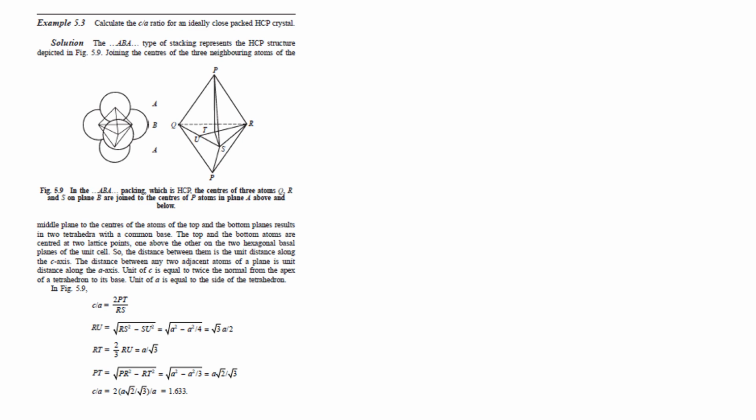Now we can try a problem to find the C by A ratio of an ideally packed HCP crystal. And HCP is also known as a bipyramidal shape. You can see there are two pyramids, one up and one down. So how to find the C by A ratio? C is actually the length between the two apexes. This is C, and A is the unit cell dimension. In this diagram it is P to P, that is C, but we can see it as 2 times PT, that also will give the answer, divided by RS or QS or QR, so divided by RS.